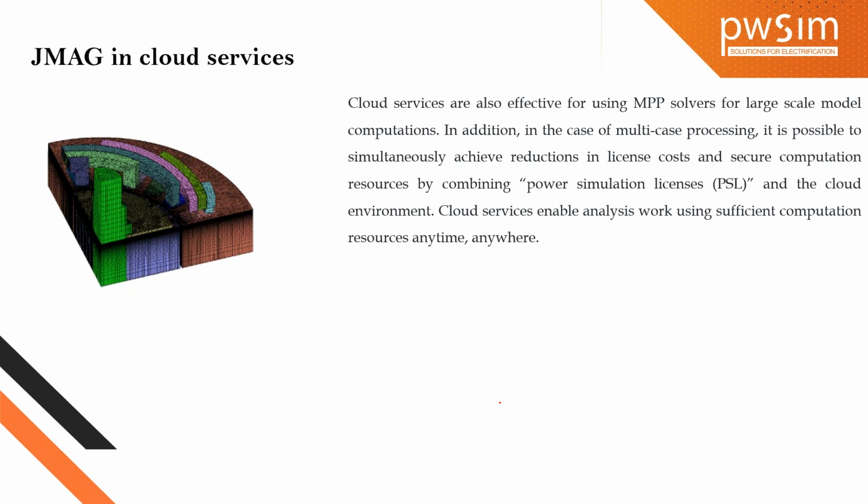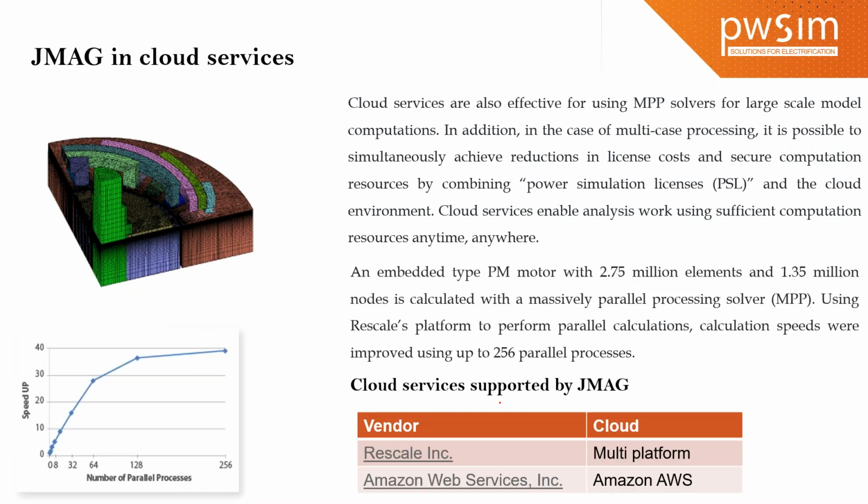Cloud services enable analysis work using sufficient computational resources anytime, anywhere. The cloud services supported by JMAG are from the vendor Rescale Inc., and the cloud is multi-platform. Amazon Web Services, the cloud is Amazon AWS. In the cloud we also have an example: an embedded type eMotor with 2.75 million elements and 1.35 million nodes is calculated with a massive parallel processing solver using the Rescale platform to perform parallel calculations.